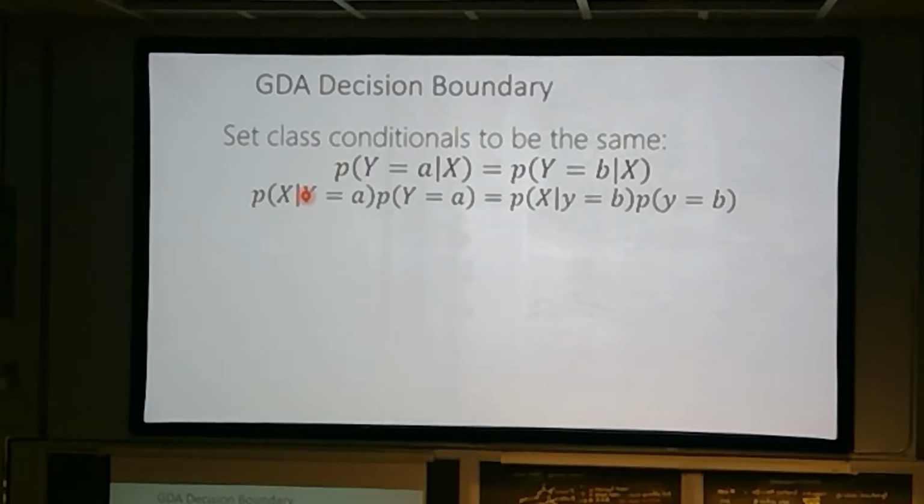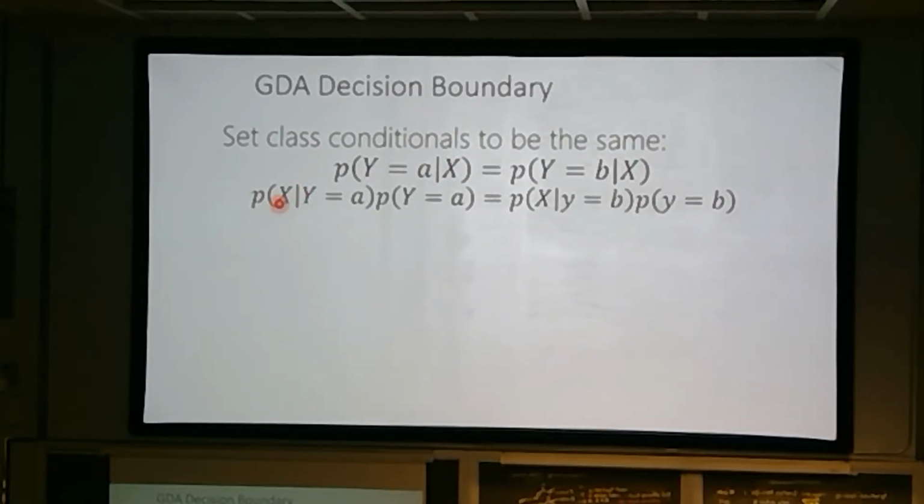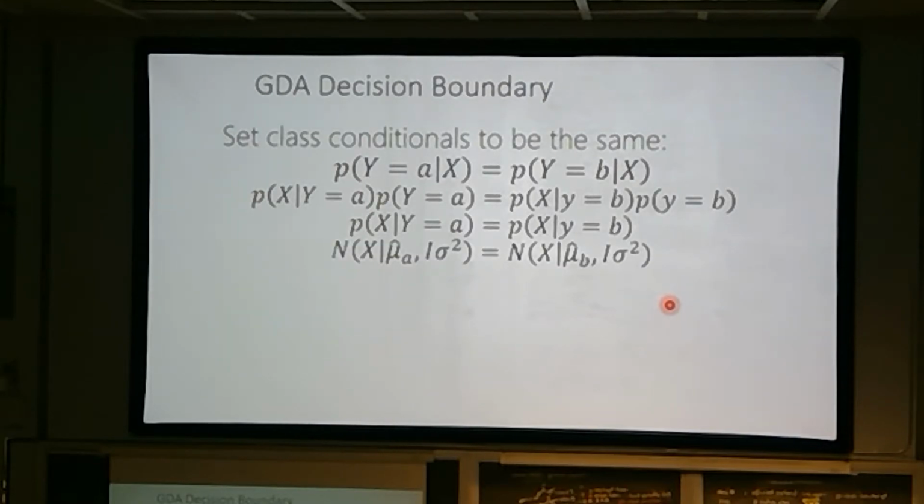Given that assumption, I'm just taking the joint for class A and for class B, and I'm saying that they're going to be equal in order to find the decision boundary. Because I set these to be equal, these two things are going to drop out, and I just get left with the two Gaussians here. So this says the Gaussian that belongs to A has to look like the Gaussian that belongs to B.